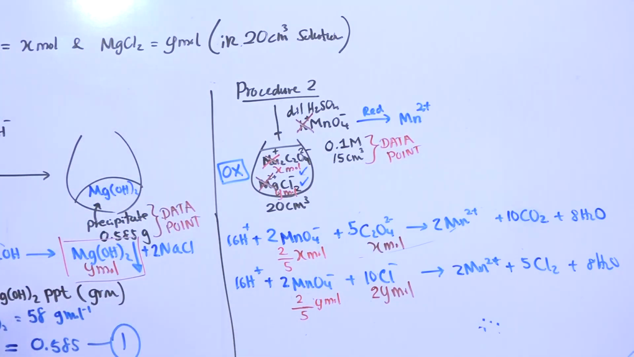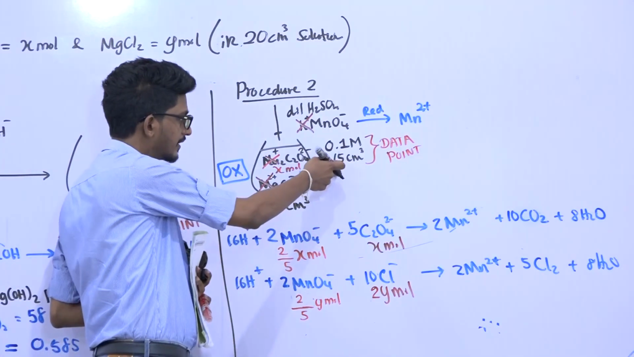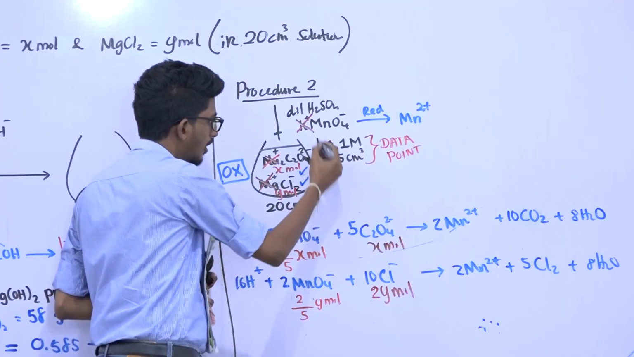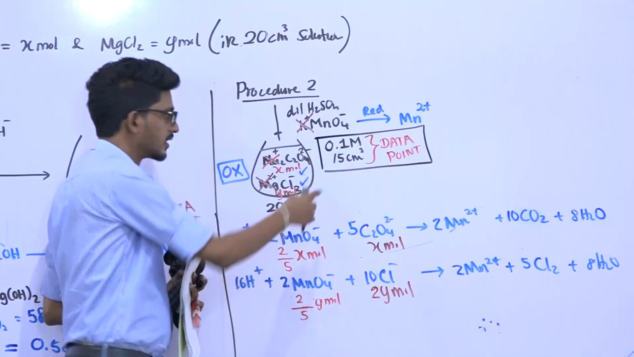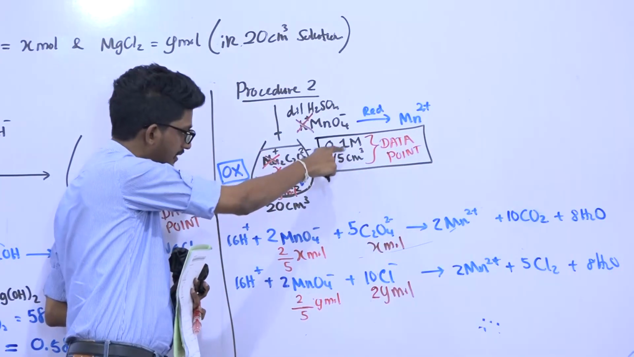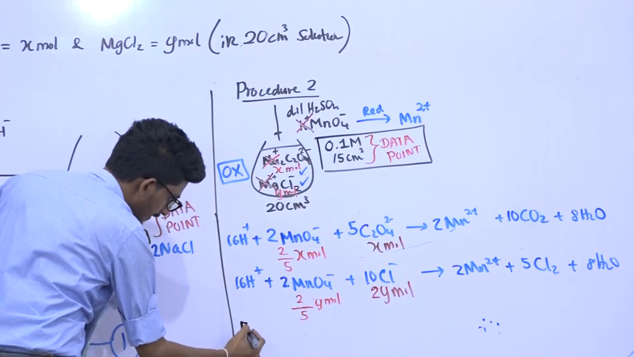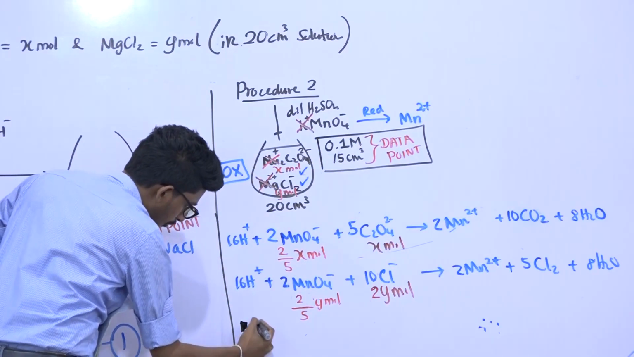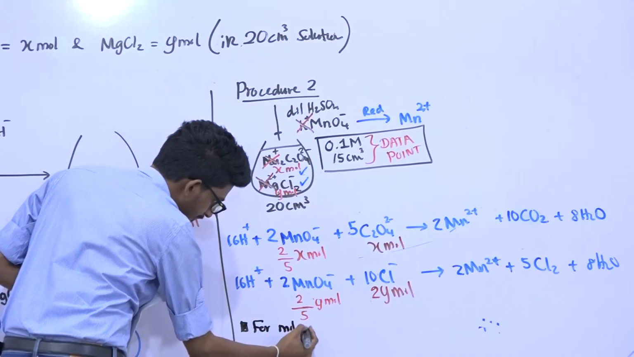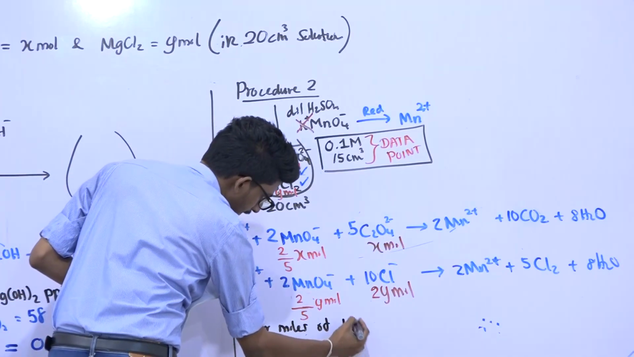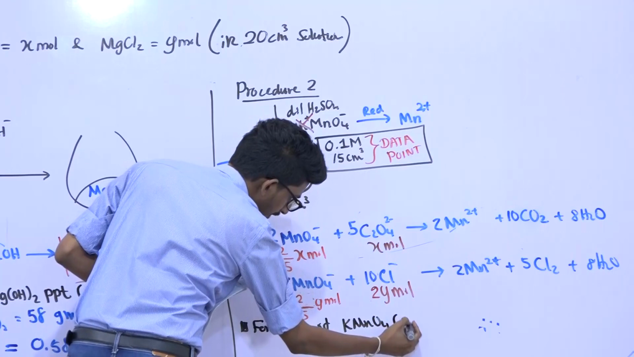Then the second simultaneous equation here. What is this data point? This is all about moles of KMnO4. CV data means all about moles of KMnO4. So write the second simultaneous equation there for moles of KMnO4. In terms of moles, I am writing the equation, right?